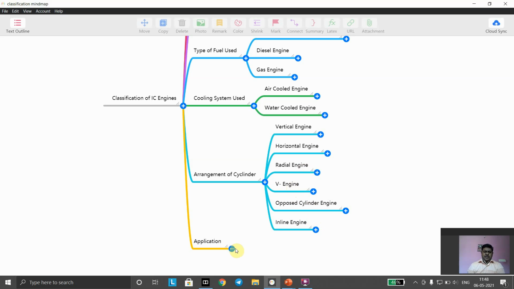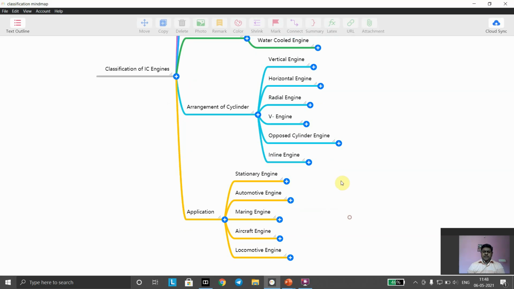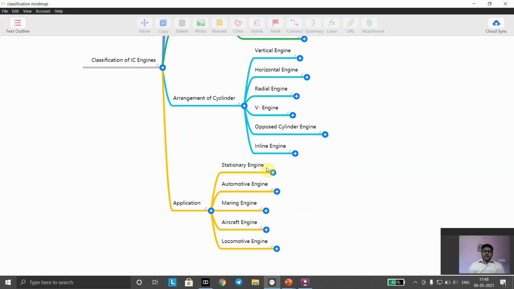And lastly, the IC engines are classified based on the application where they are used. It's a stationary engine, automotive engine, marine engine, aircraft engine, locomotive engine. Locomotive engine mainly used for rail track locomotive purpose. Aircraft engine, it comes particularly in the earlier stage, the radial engine comes under aircraft engine. They are used to fly the aircraft.